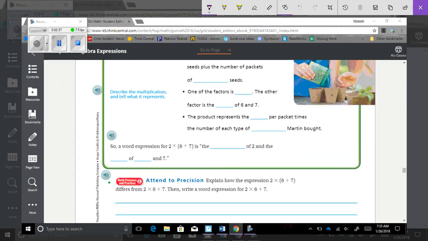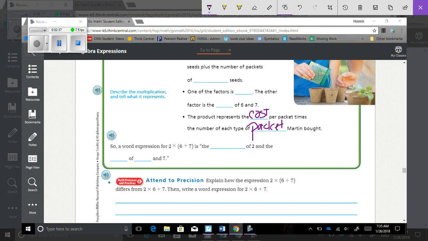The product represents the cost per packet times the number of each type of packet Martin bought. Okay, because it says the expression represents the cost in dollars of Martin's seeds. Okay, so that's how we know that the product represents the cost. That's what that problem was saying. Per packet times the number of each type of packet.